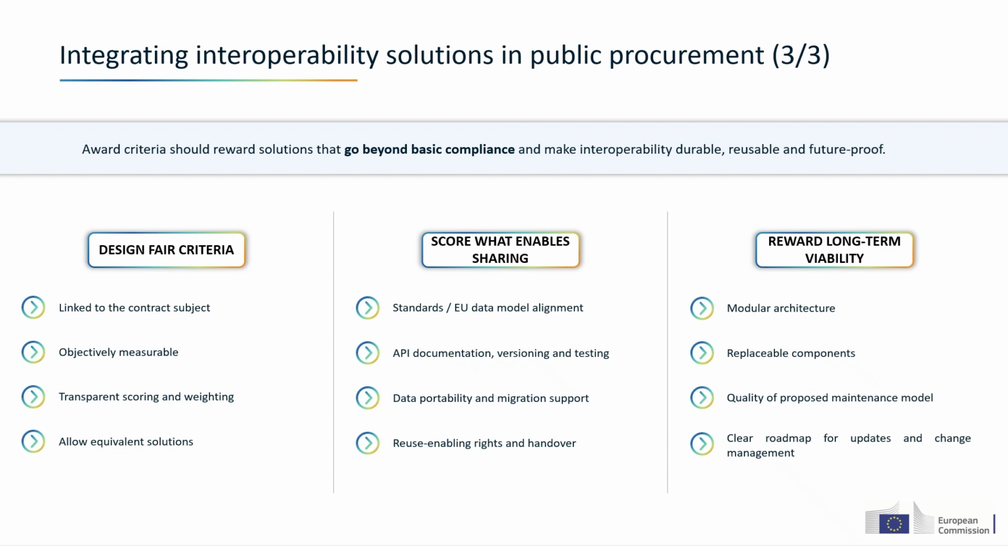The second column shows what can be scored. For example, bidders can be rewarded for stronger alignment with standards and EU data models, better API documentation, versioning and test environments, stronger data portability, and clearer rights and handover arrangements. The third column is about long-term viability. A reusable solution is not only about the initial technical delivery. It also depends on modular architecture, replaceable components, a credible maintenance model, update procedures, change management, and continuity of documentation.